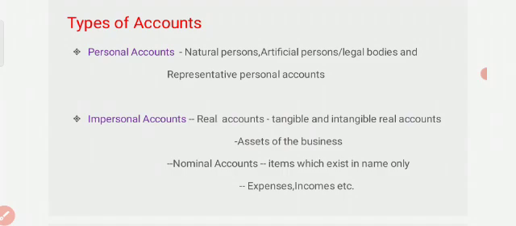First, personal accounts. Accounts of persons with whom the business has dealings are known as personal accounts. Example, first one, natural persons, the name of an individual, customers or suppliers. Both male and females are included in it. Priya's account, Anusha's account. Then second one, artificial persons or legal bodies. Firm's account, limited company's account, educational institutions, bank account, cooperative societies account are known as artificial persons account.